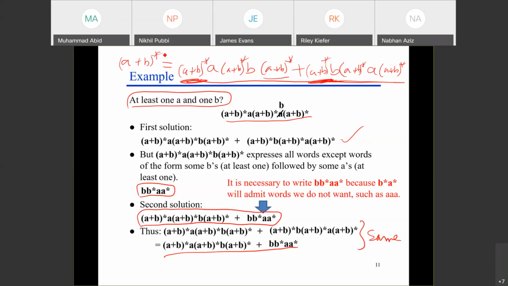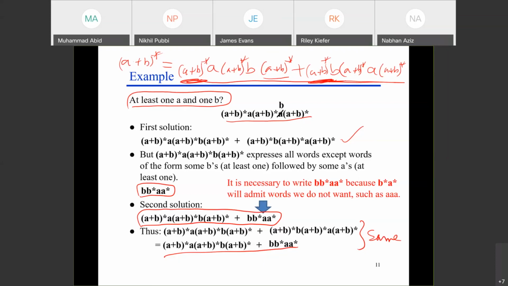Anyone, please give me the answer. Do you think that this whole thing is equal to A plus B star? I would say no, because this requires us to have at least one A and at least one B. Very nice, James. Thank you very much.